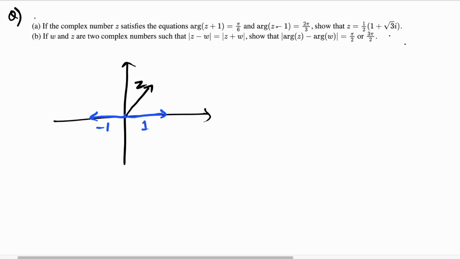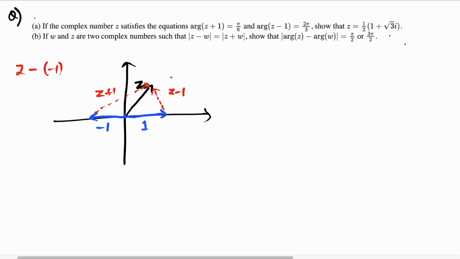Now z minus 1 is a complex number right in between z and 1, which starts at 1 and ends at z like this. So this complex number is z minus 1. And z plus 1 is basically the difference between z and minus 1, so I can represent it like this. So this is my complex number z plus 1.